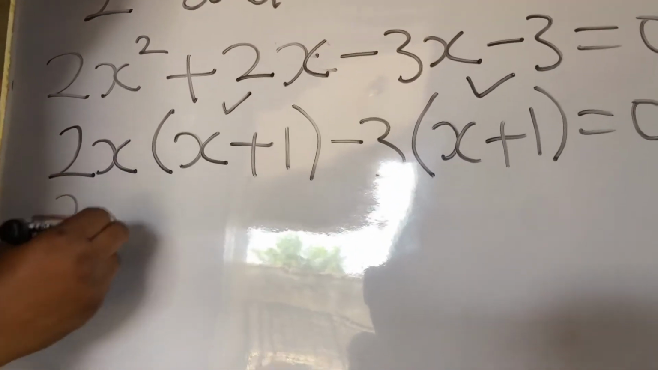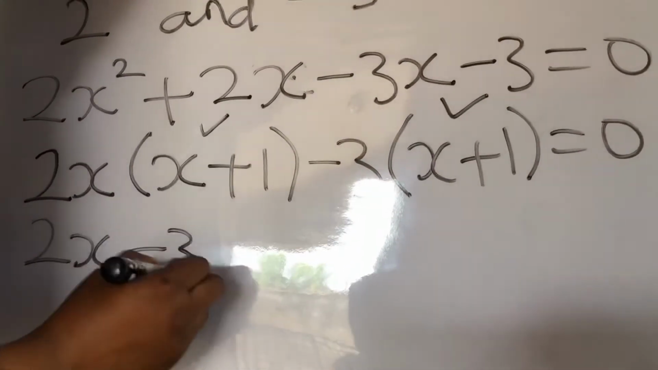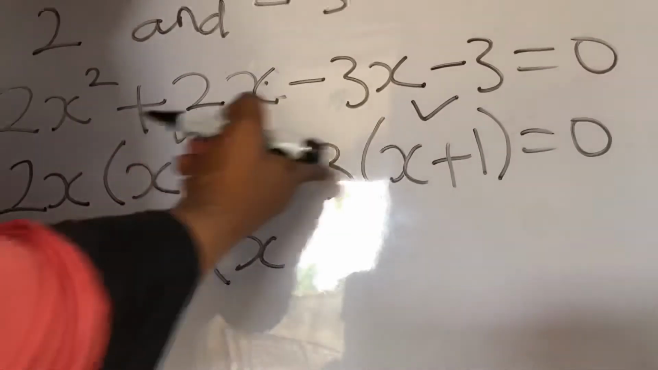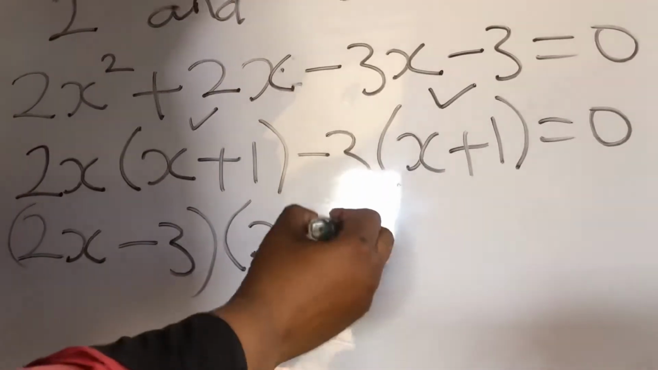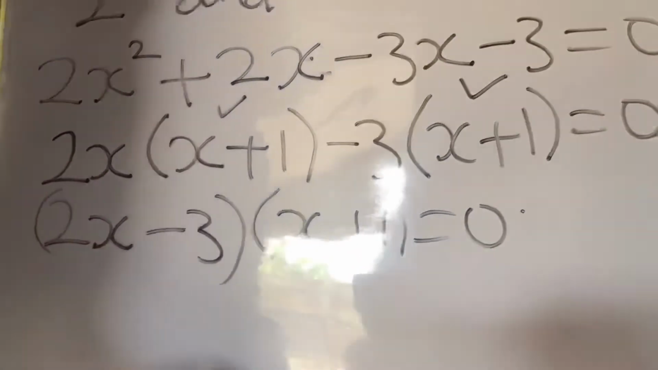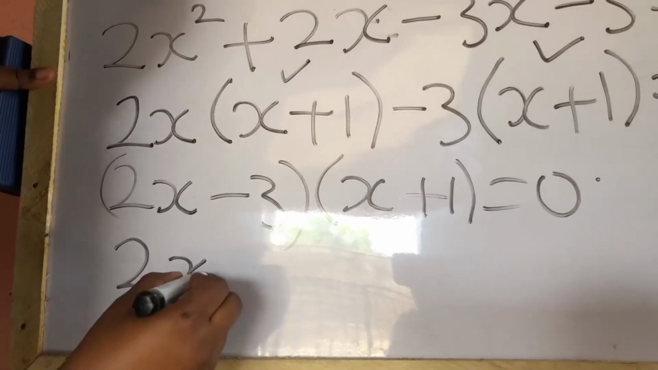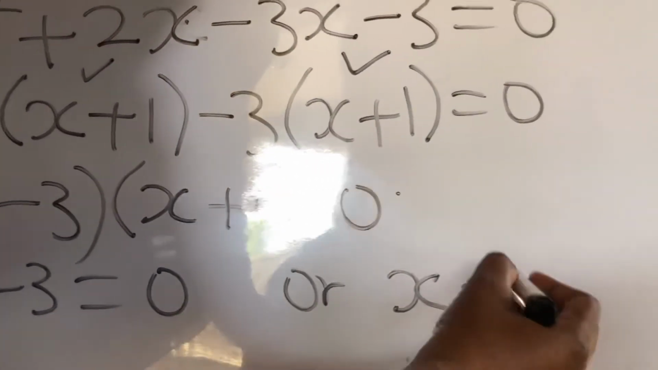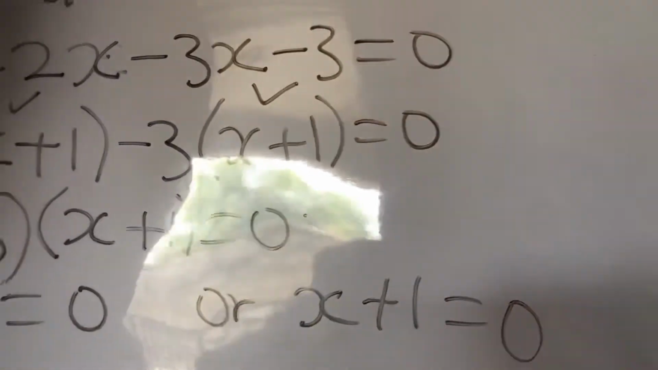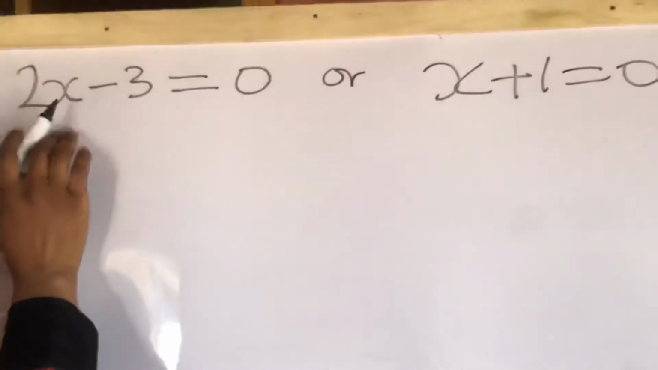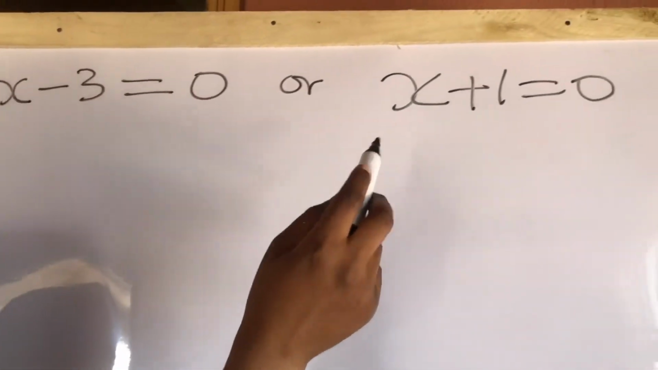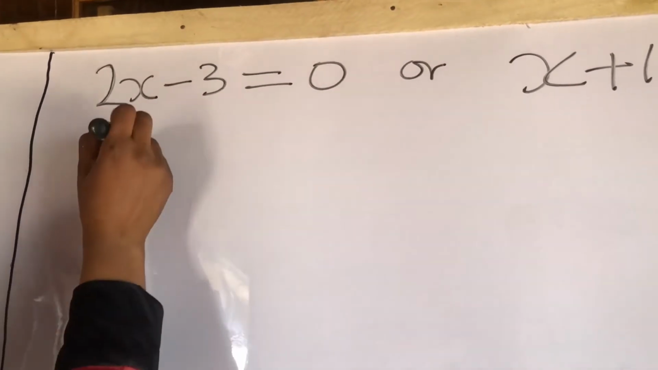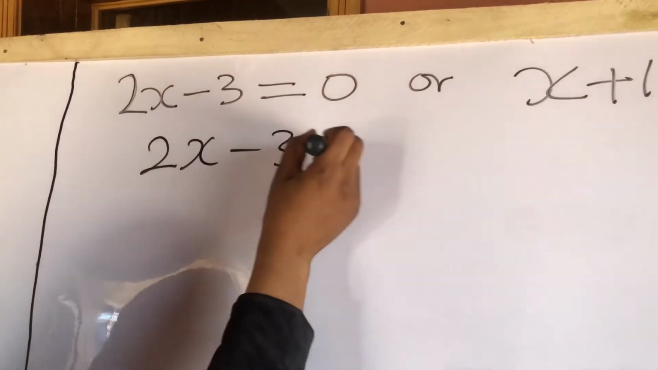So 2x minus 3, close bracket, then x plus 1, is equal to 0. So now we can see that 2x minus 3 is equal to 0, or x plus 1 is equal to 0. So let's take 2x minus 3 is equal to 0.